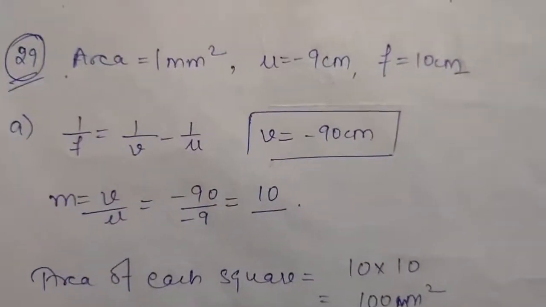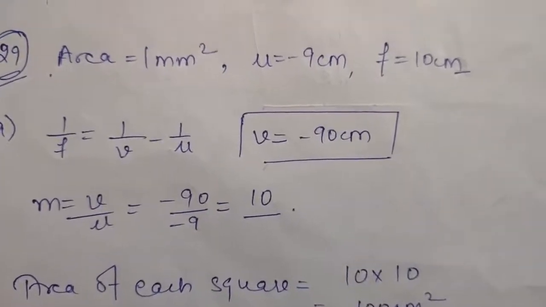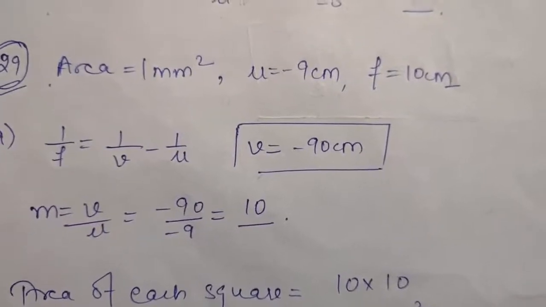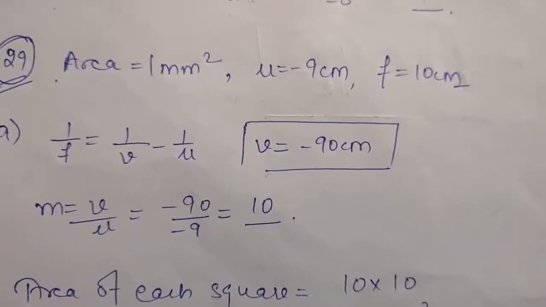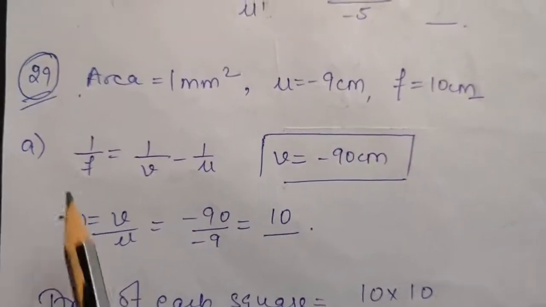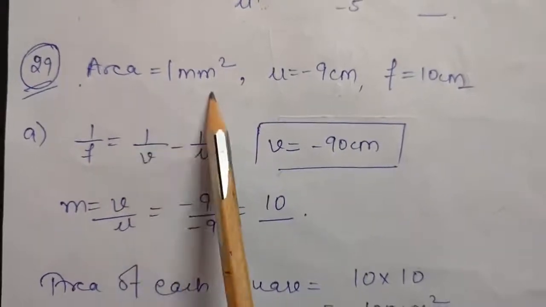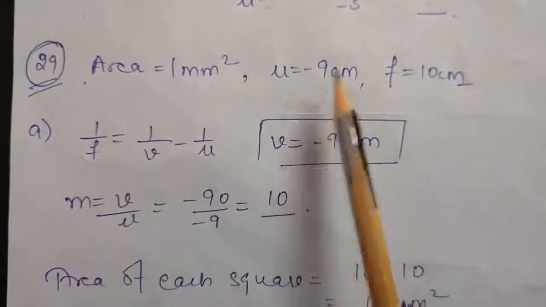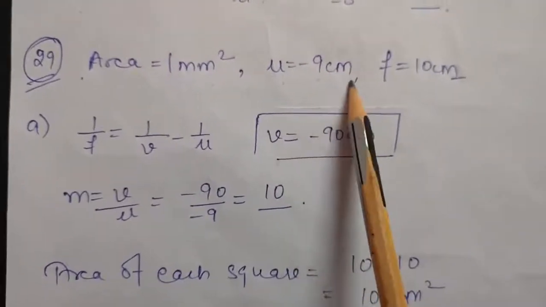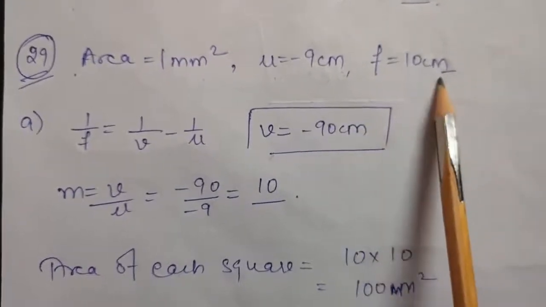Okay, so the next is question number 29. It says: a card sheet divided into squares, each of size 1 millimeter square, is being viewed at a distance of 9 centimeters through a magnifying glass of focal length 10 centimeters. So the area of each square is 1 millimeter square. The object is kept at a distance of 9 centimeters, so I am taking u as minus 9 centimeters. And the focal length of the magnifying glass is given to be 10 centimeters.